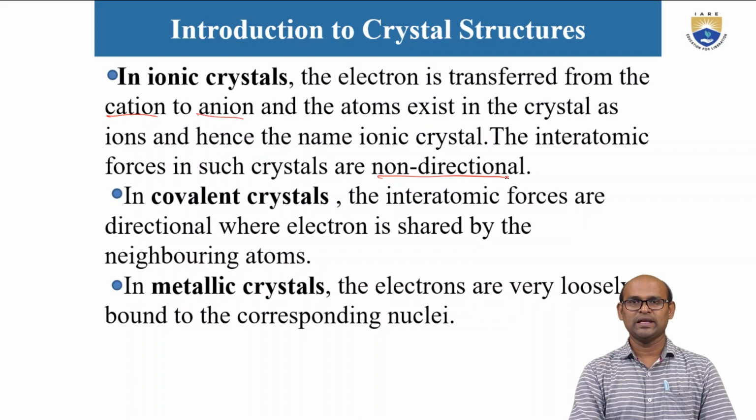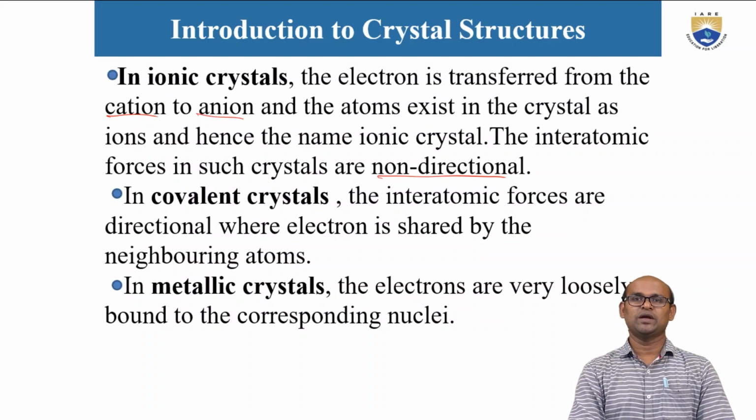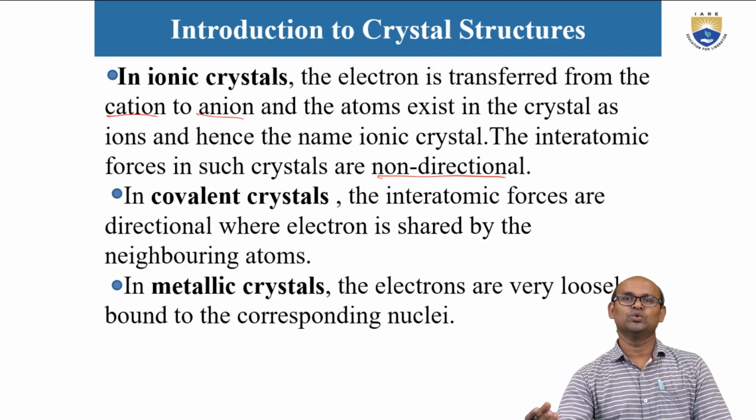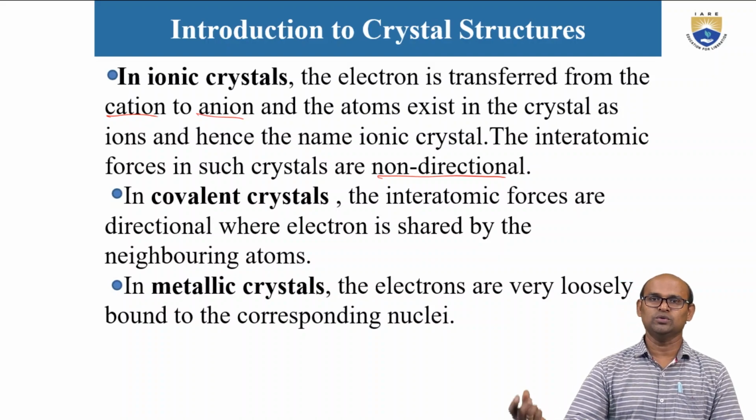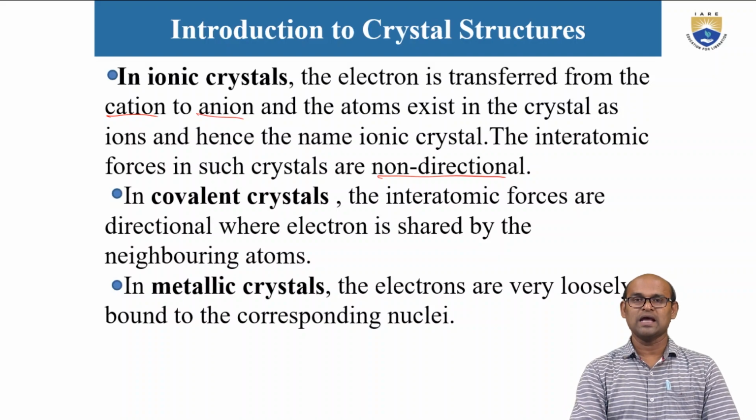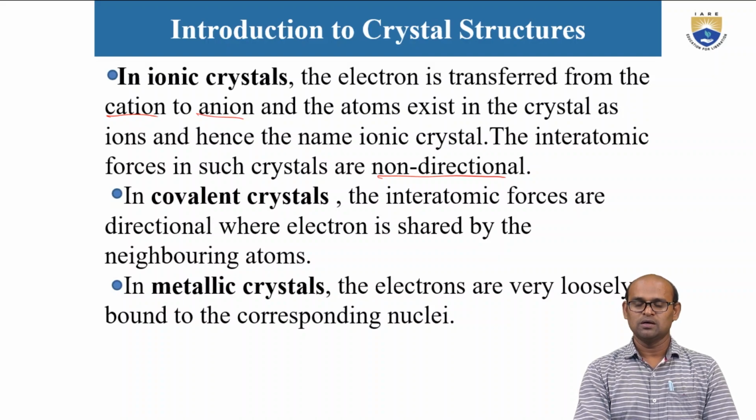What do you mean by ionic crystals? Ionic crystals are materials in which some of the atoms are going to lose electrons, and some of the atoms are going to gain electrons. So there are ions present in the material, and those ions are called cation and anion. Such a crystal is called an ionic crystal, and in this ionic crystal the atomic forces are non-directional.